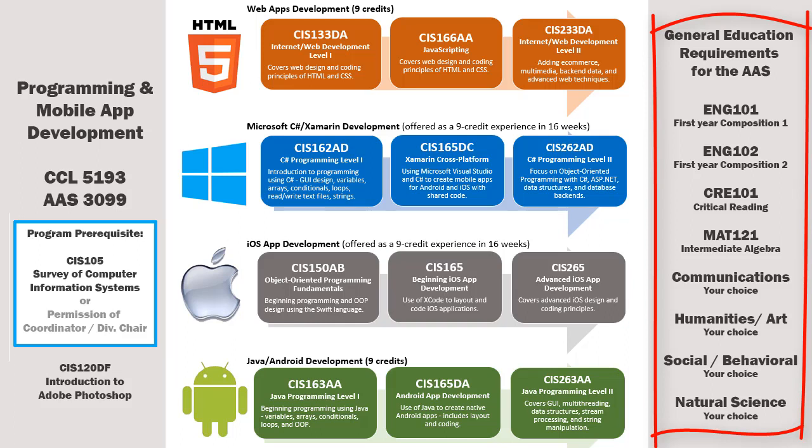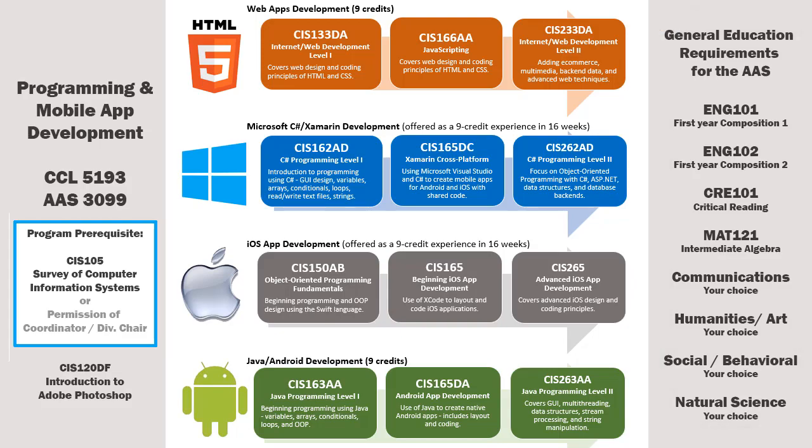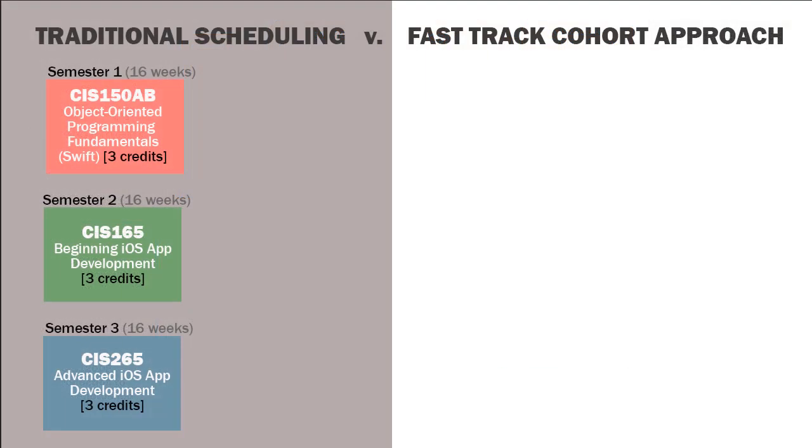Those will get you an associate's degree, which will transfer to a 4-year institution. So one of the things we're doing at South Mountain is moving this program into a fast-track cohort approach. Let's take the iOS track.